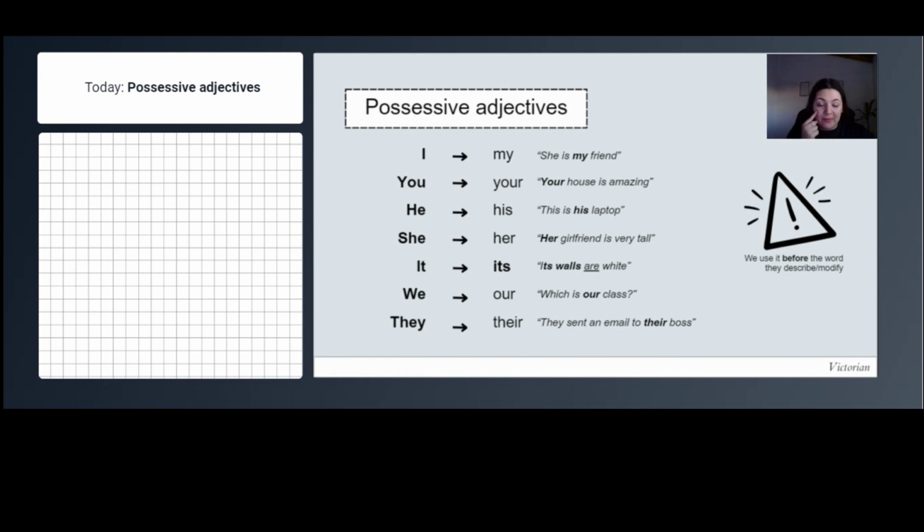We need to be careful with this. Look at where these possessive adjectives are in a sentence. They are always before the word they describe. So I cannot say house my, or friend my, or girlfriend your. I need to invert the position. I always say my house, my friend, your girlfriend.